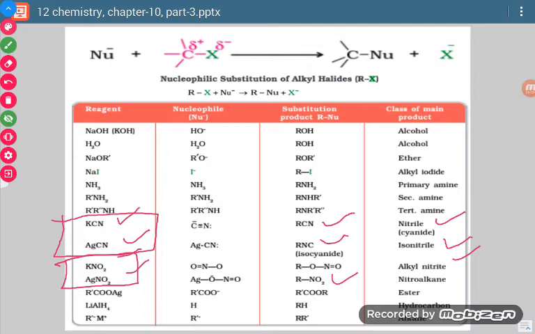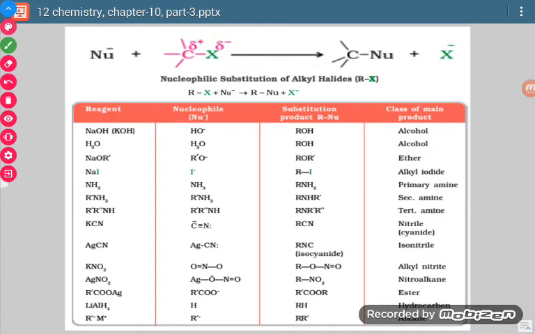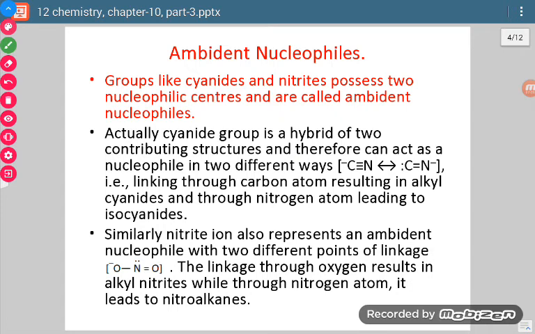In case of KNO2, it is ionic in nature, and when we see the electron density, the electron density at O is more, and so O joins and there is formation of alkyl nitrite. In case of silver nitrite, it is covalent in nature, and this particular molecule provides N with more electron density, and so N gets attached with the alkyl group, and so there is formation of nitroalkane in case of silver nitrite.